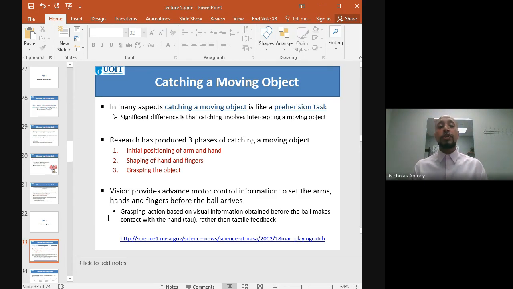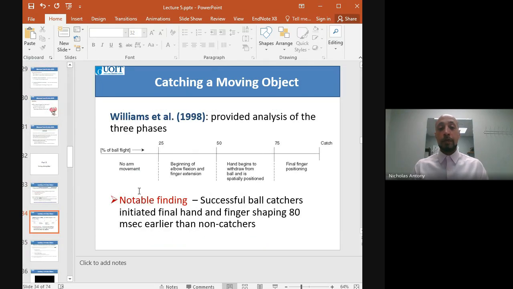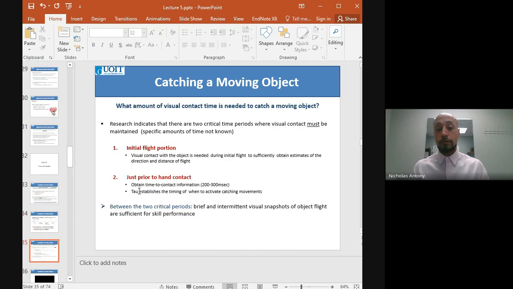So what do you think vision is going to be important for with reaching and grasping? We've talked about this, but yes, exactly, distance. So imagine an object coming to you. Someone's going to throw a baseball. Hey, heads up, right? Do you look up? Here comes an object at you.